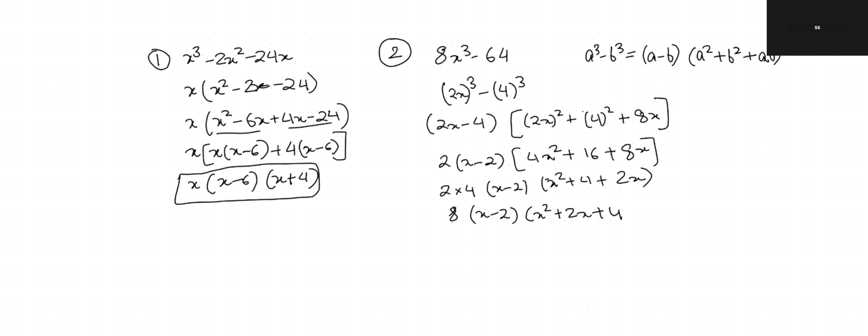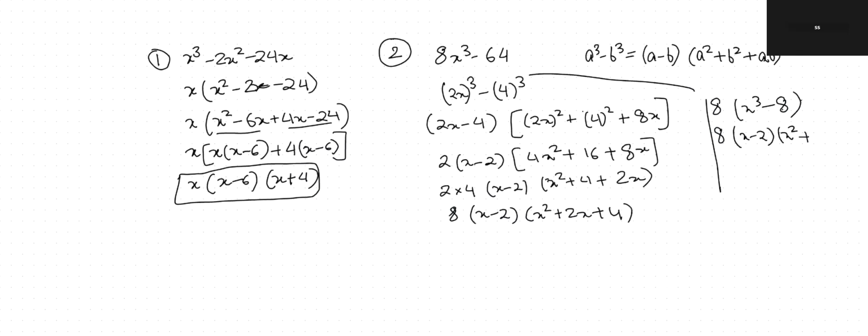Okay. We could have done here in this where we factor out 8 and this is 8 times x cubed minus 8. So this would be x minus 2, x squared plus, this was 2 cubed, so it will be 4 plus 2x. So it would give the same thing. Okay, now we'll do the third problem.